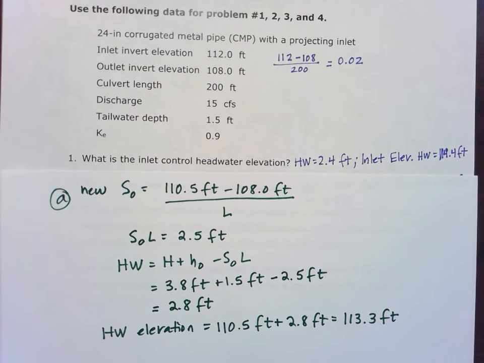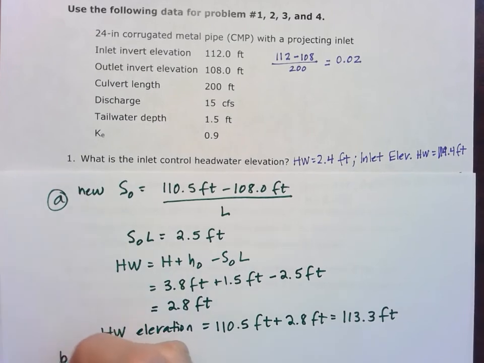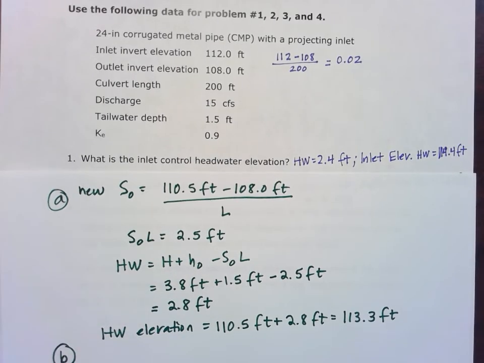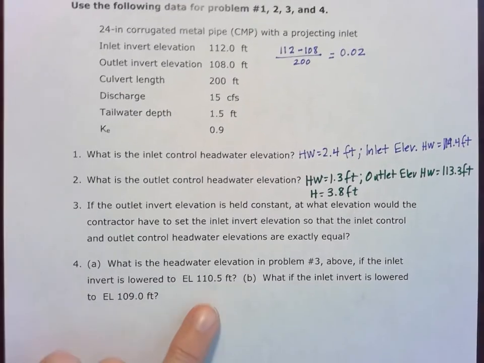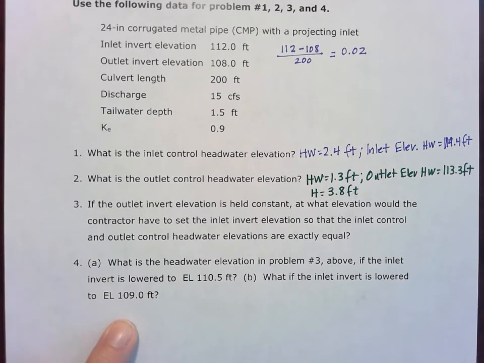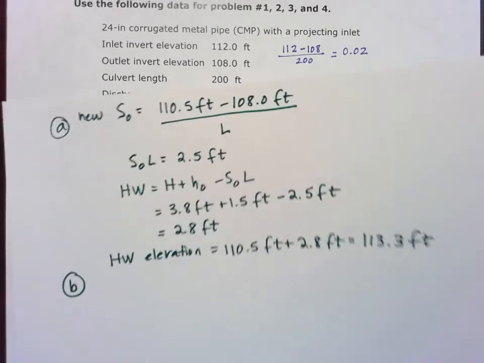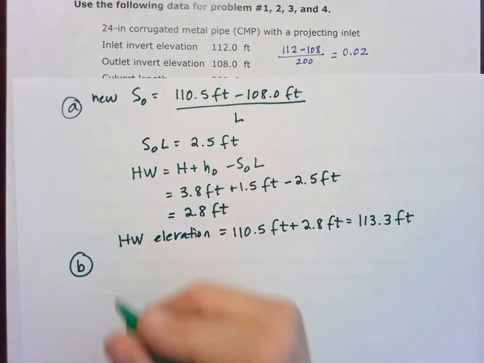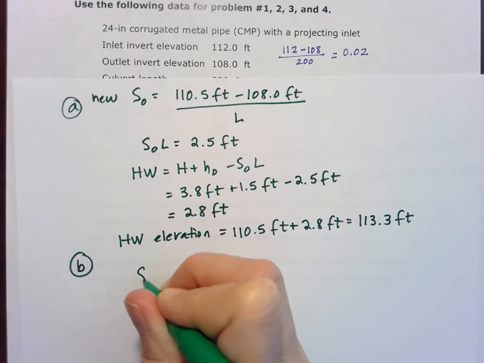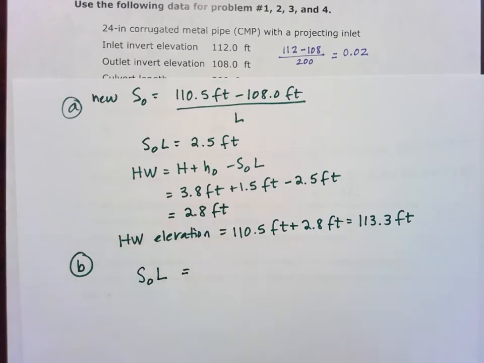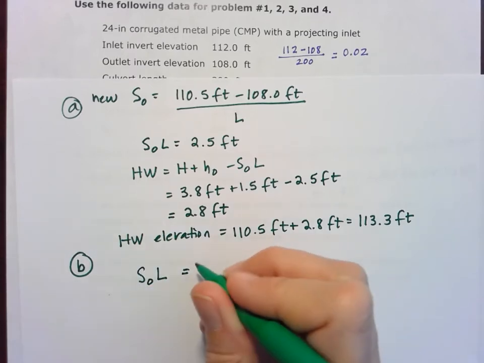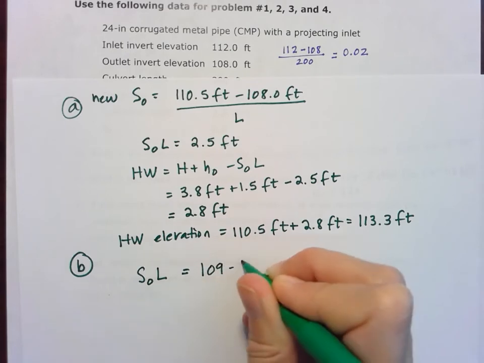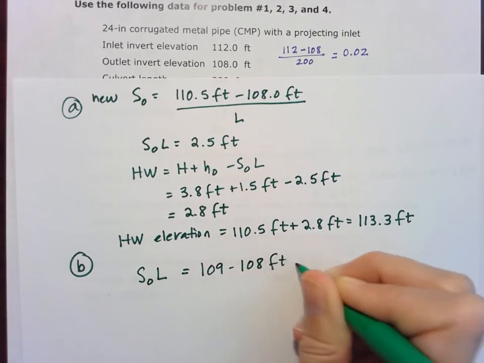Now for part B, we're going to follow the same procedure here. We're just lowering it further. Instead of 110.5 feet that we did for part A, we're going to go all the way down to 109 feet. So I'm going to follow that same procedure here and find that S naught L. And so it's just going to be now 109 feet minus 108 feet. So that's just going to equal 1 foot.